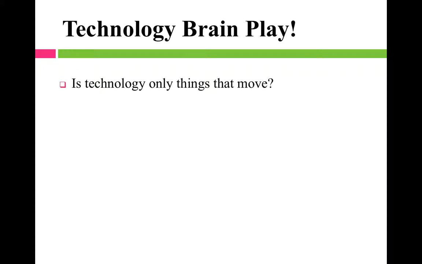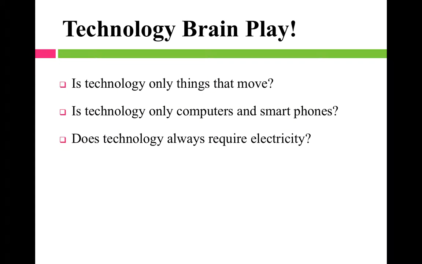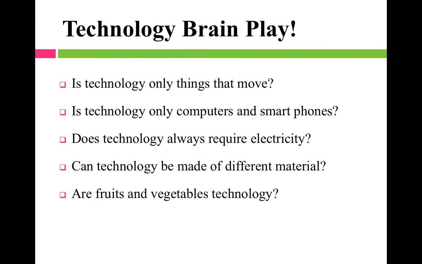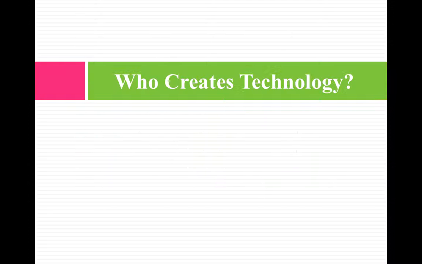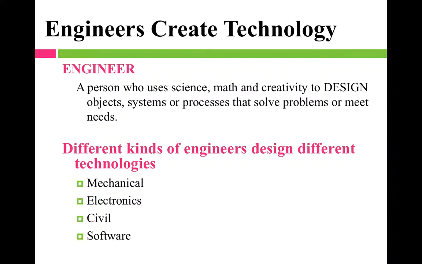Then we're going to say, gee, is technology only things that move? Is it only computers and smartphones? Does it require electricity? And maybe kids can come up with examples of technology. Now, a fruit and a vegetable is not technology. Then the question is, who creates technology? And engineers create technology. How do they create technology? They use STEM processes and they use the underlying subjects in order to address the problem, and the result of it is technology.